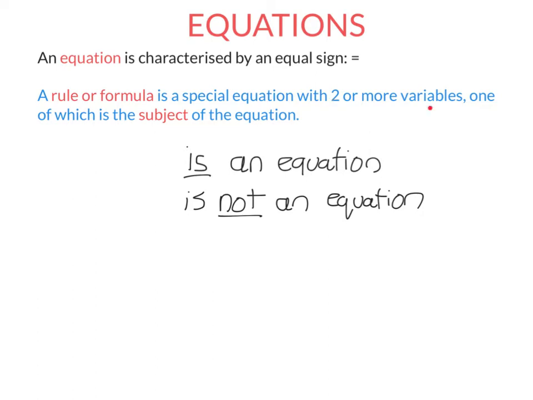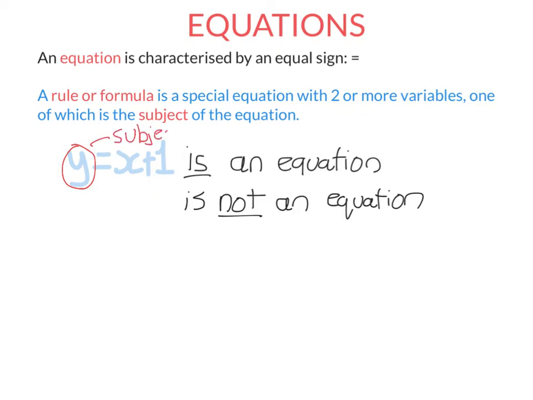It has two or more variables or pronumerals, two or more letters, and one of them must be the subject of the equation. So, subject just means the thing that's by itself. So, let's say we have the equation y equals x plus 1. That is an equation because it has an equal sign. So, the thing that's by itself on one side of the equal sign, we say that is the subject.